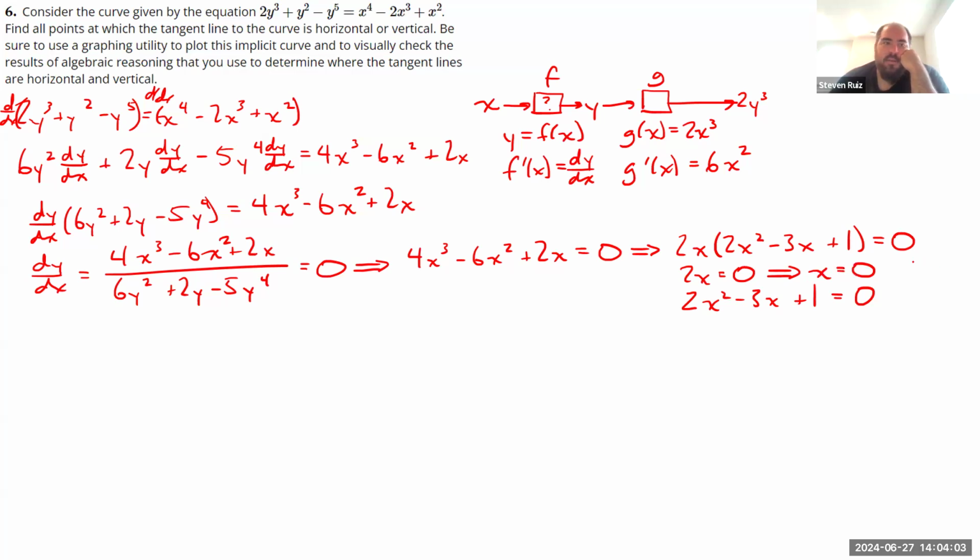So that's 1 point. What about 2x squared minus 3x plus 1? I've got to use the quadratic formula on that because I don't believe it'll factor. So x equals negative b, 3, plus or minus the square root of b squared, 9. Actually, you know what? I lied to you. This does factor. So let's factor it. So how does it factor? How do we split the middle term?